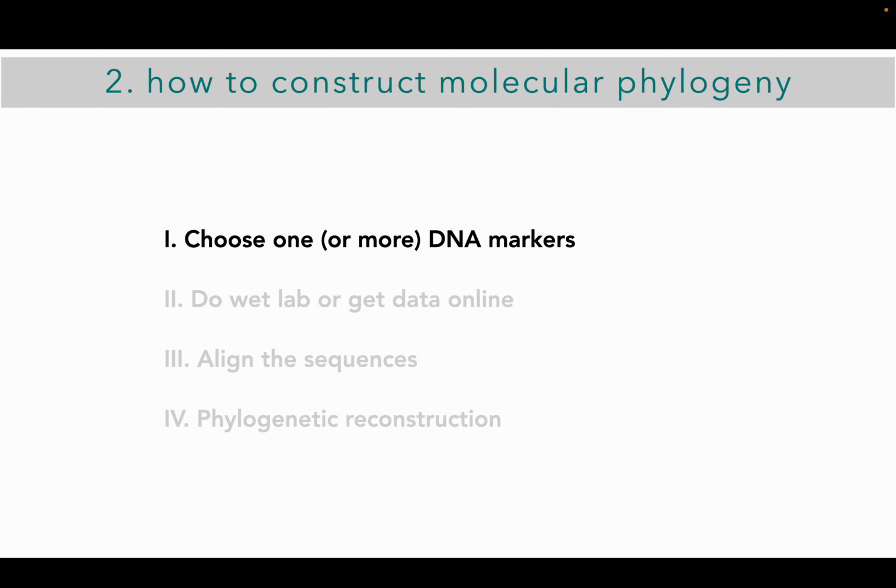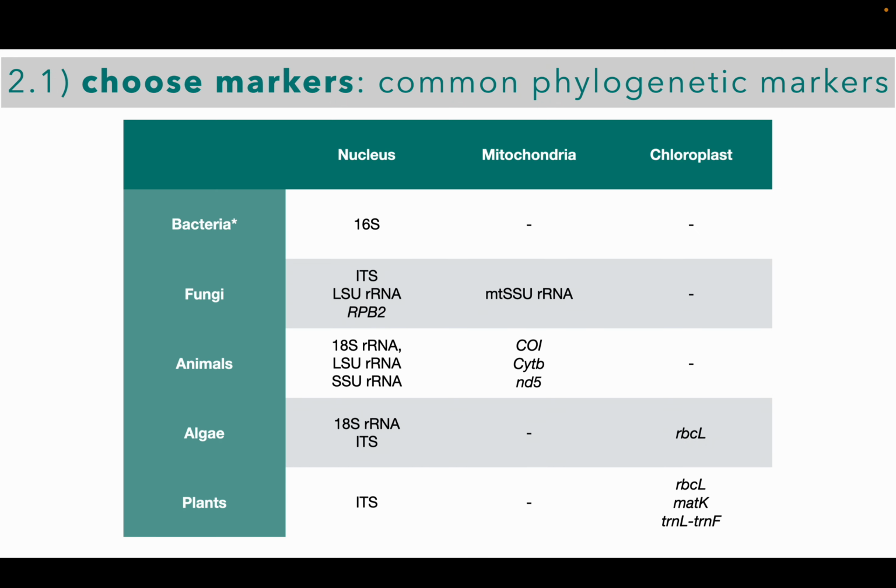Anyhow, so let's start with the first one. Choose DNA marker. This is the typical marker that we use. I think this indicates you want to do projects on this, and the names are probably not with you right now, but you can see that each group, bacteria, fungi, animal, algae, and plants, barely use the same marker. The names are different.